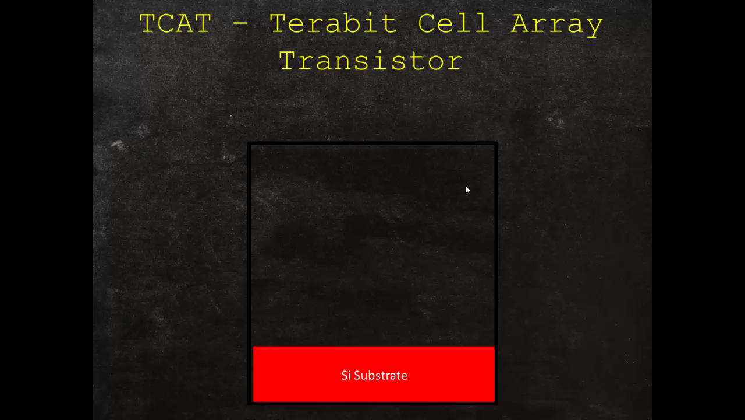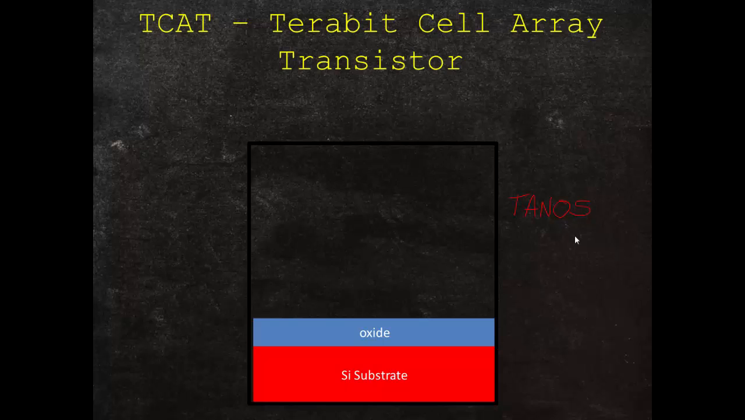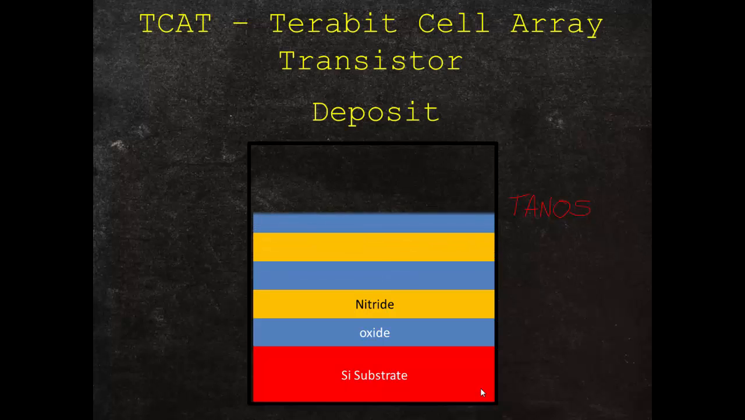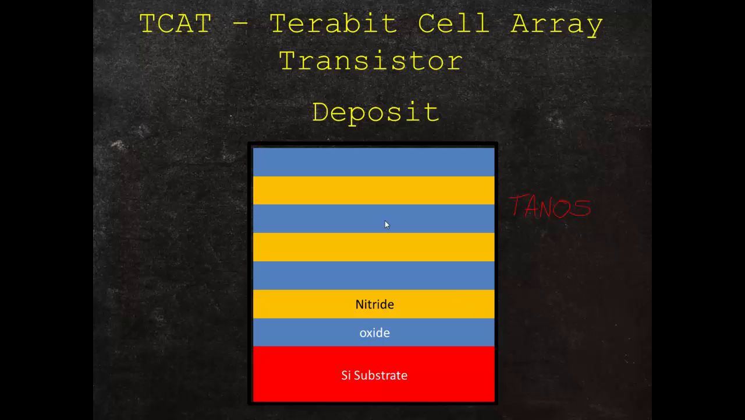And the next technology we'll talk about is TCAT, the Terabit Cell Array Transistor. This was developed by Samsung and Hynix, and they use what's called a tantalum alumina nitride oxide system, and this is the TANOS system, and it forms the basis of the TCAT array transistor. In this construction, again, your CMOS logic is laid down at the bottom, and silicon nitride is used instead of the polysilicon as a substrate, and you keep building this up and building this up. If you think about it, you have a stack of insulators that are stacked up, and we're going to see why we're using the nitride in this case.